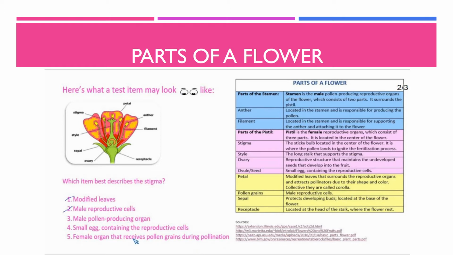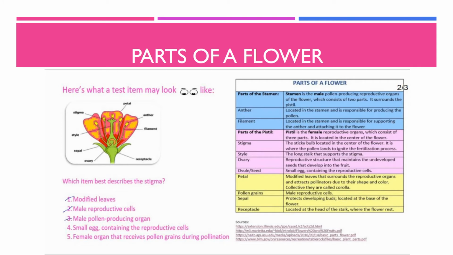So here we can look at option number 3, male pollen producing organ. And when we look here at the male part of the flower, which is highlighted in blue, we can see that our anther is responsible for producing the pollen, and it is located in the stamen, which is the male part of the flower. And so we can eliminate option number 3 because it does not apply.